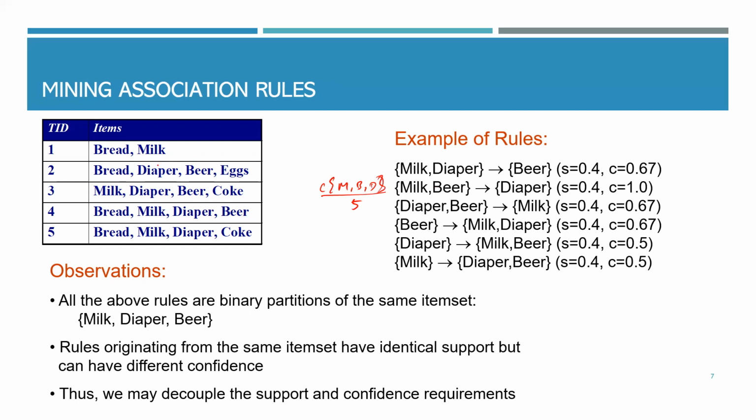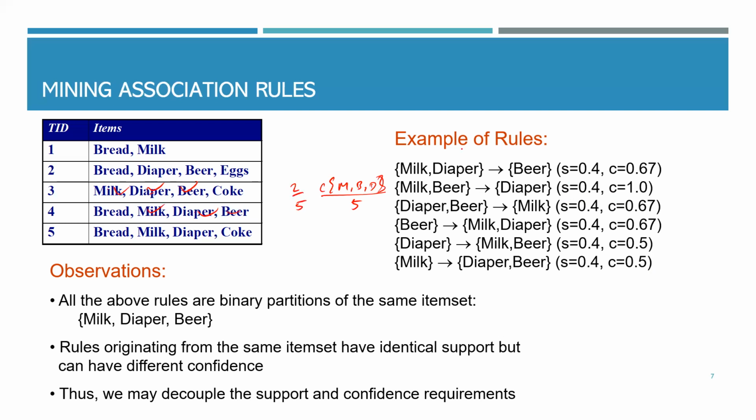So we calculate milk, beer, diaper. How many milk, beer, diaper do we have? 3? Milk, beer, diaper... Only 2, sorry. So 2 out of 5.